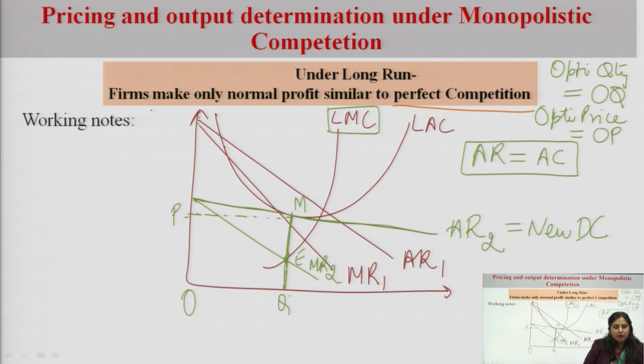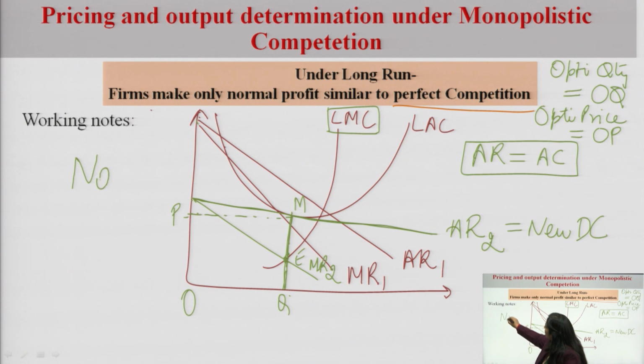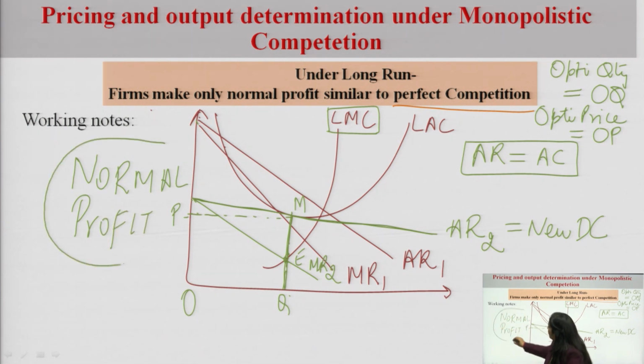Why are there only normal profits? Because supernormal profits have attracted new firms, and then the revenues have decreased, the demand curve has shifted, it has reduced, the demand of the existing players has reduced, their revenues have reduced, and that is why in the long run there are only normal profits. So, we have found that there are only normal profits for the monopolistic seller in the long run. This is the conclusion which we have identified here.